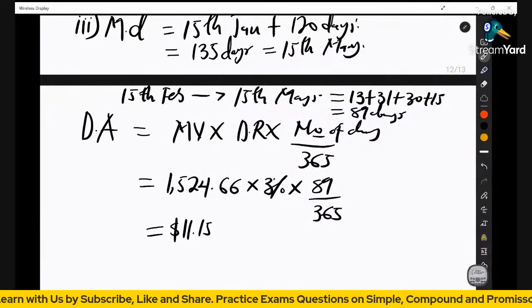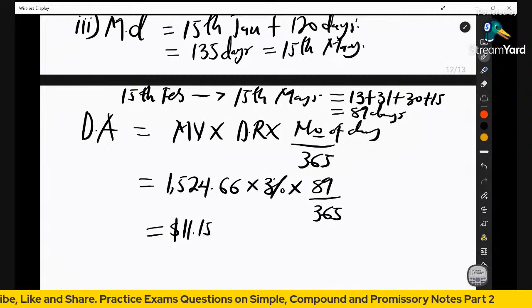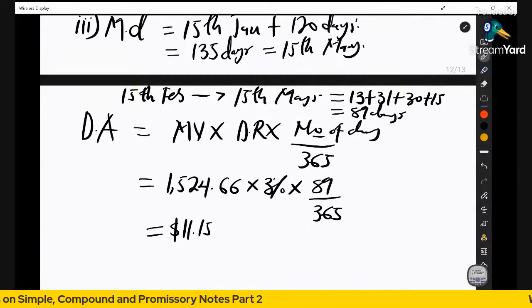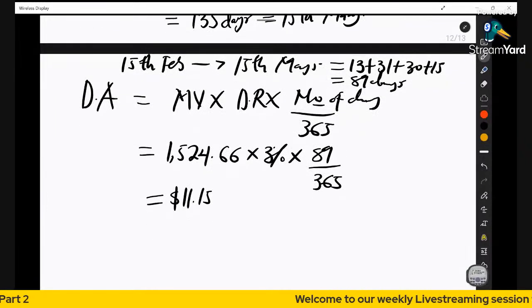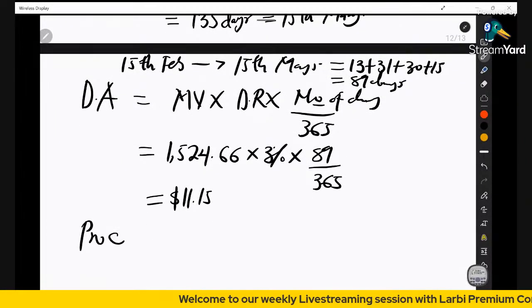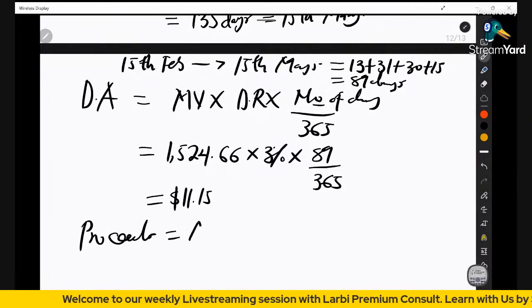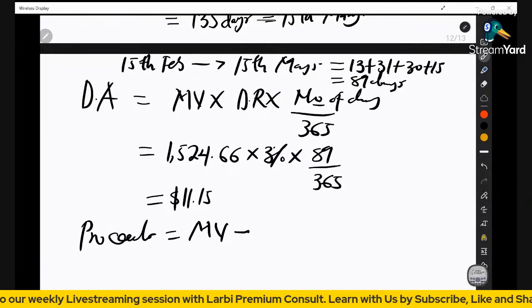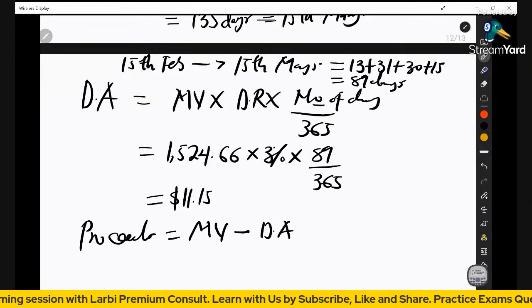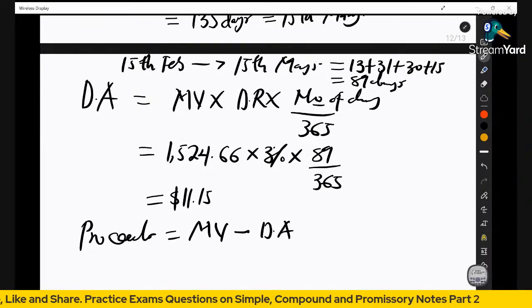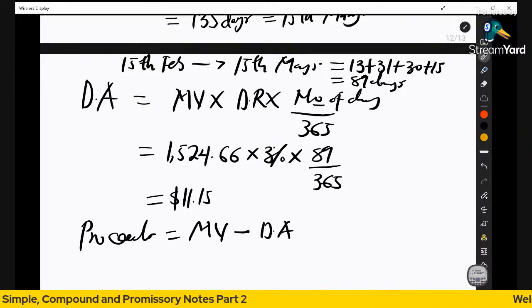Okay, so once we get the discount amount, then we can determine the amount we're going to pay to party B, who is the payee of the note, as proceeds. So how do you determine the proceeds to be paid to party B? It is going to be the maturity value minus the discount amount. Any amount that we take as discount, being the interest the third party is going to earn for the risk it is going to assume, when we take that amount from the maturity value, any amount left is the proceeds going to be paid to the payee of the note.